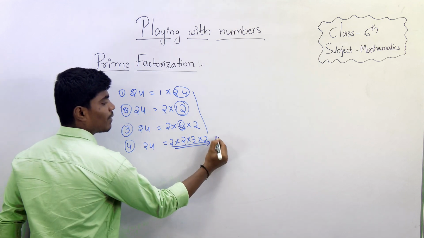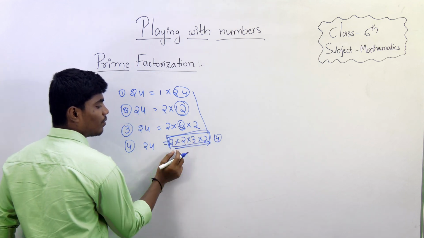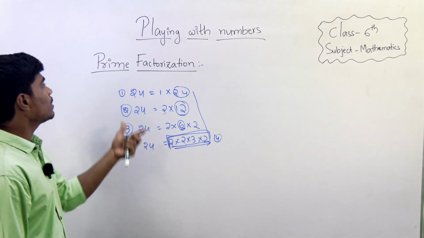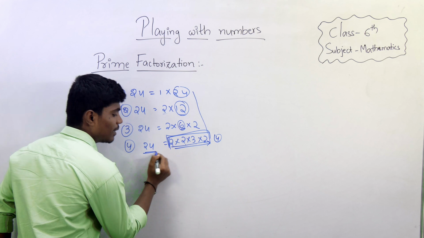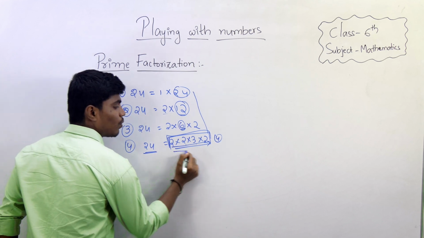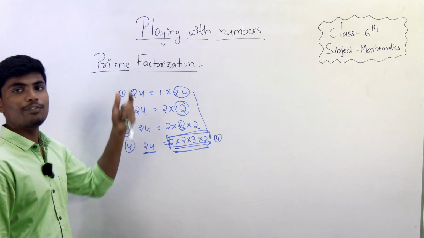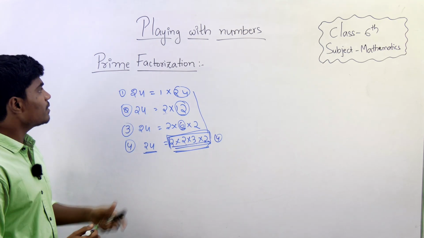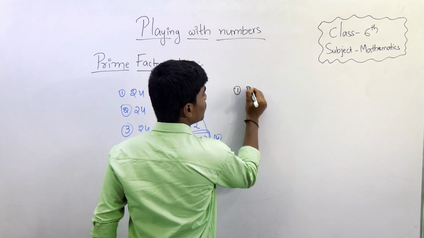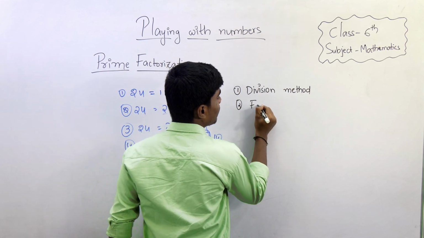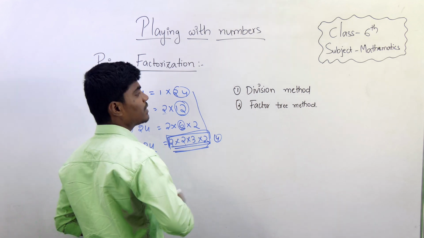While coming to the fourth one, 24 is expressed as a product of prime numbers only. So this is called prime factorization. We have to express a number as a product of only prime numbers. Then this is called prime factorization. In this we have two types: one is the division method and the other is the factor tree method. First, let's discuss the division method.